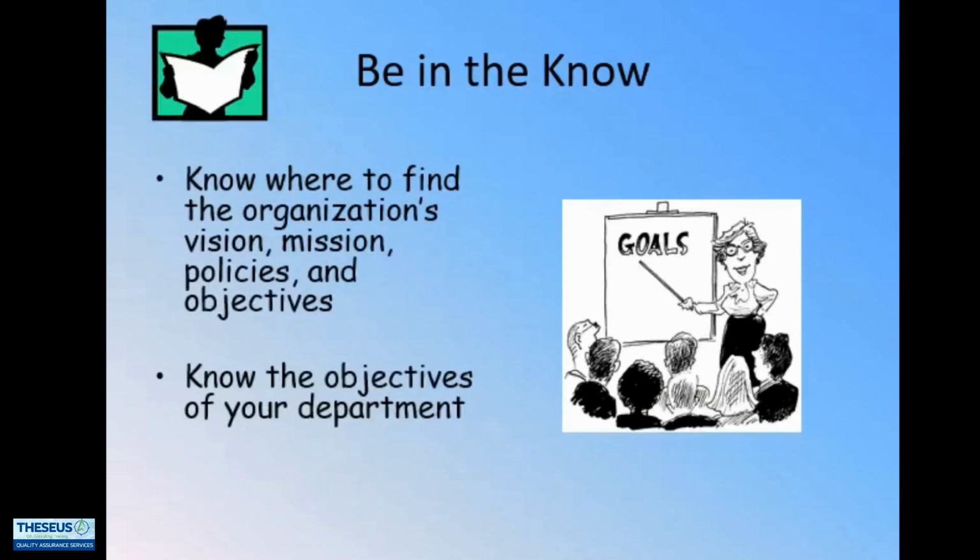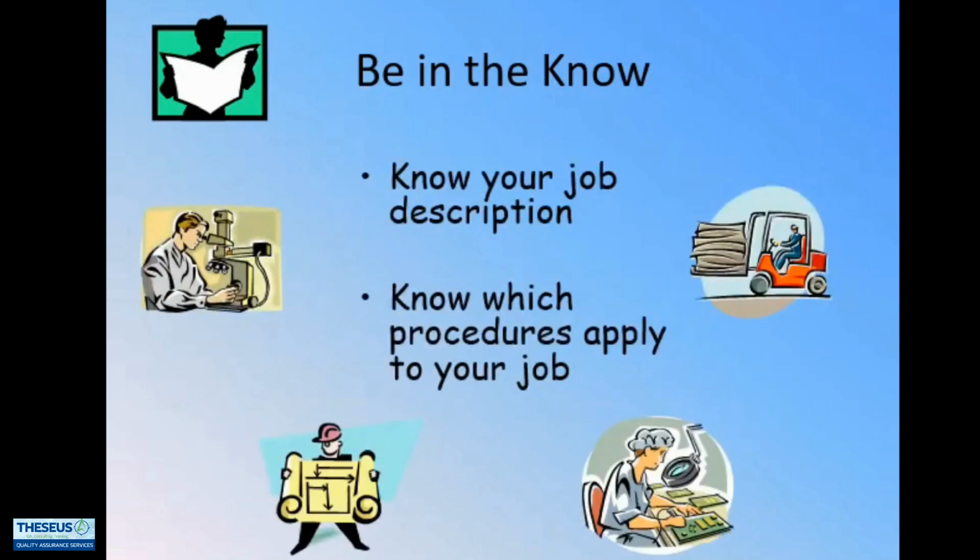As an auditee, what do you need to know to be ready? You need to know where to find the organization's vision, mission, policies, and objectives, as well as your department objectives. Why is this important? The auditor wants to know if you have an understanding of what the entire organization's objectives are, as well as how they tie in into your department. So what else do you need to know? Know your job description, and know which procedures apply to your job. An auditor wants to know if you have an understanding of what you do and how you do it.